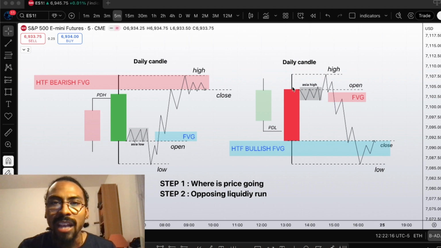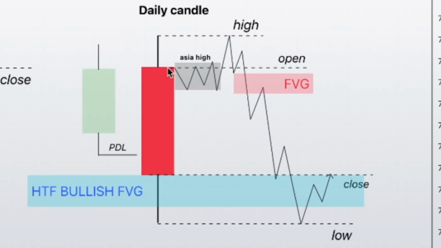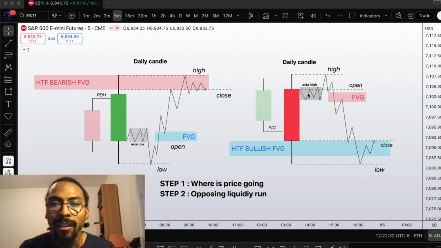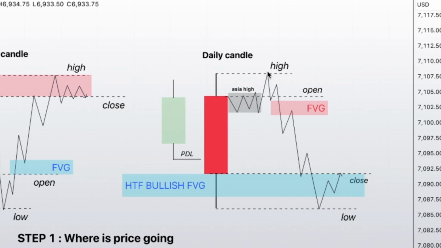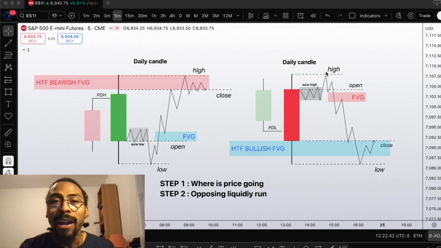Just like on the bearish side, if you're expecting price to go lower on this higher time frame candle, for example, this daily bearish candle, inside of that daily bearish candle, you'll have an open, Asia high, Asia low, run up higher, run out Asia high, right? Manipulating everybody thinking that this is going to be bullish. And then we start getting interested and we start paying attention for the third step.